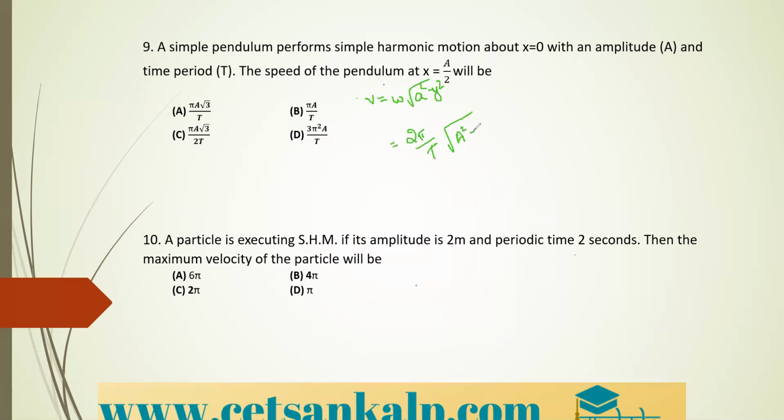And y is equal to a by 2, but it is y square. Therefore, it is a square minus a square by 4. So if you simplify this one, you will get pi into a root 3 divided by capital T. So here the correct option is option D. Answer is a into pi root 3 divided by T.